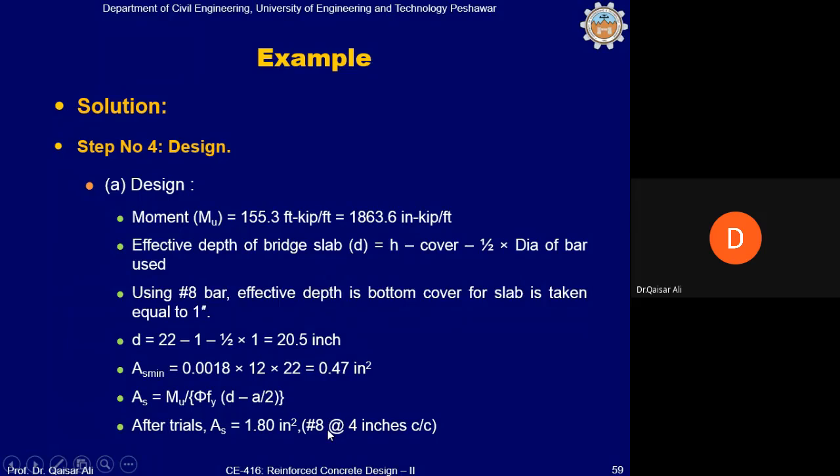Finally, we get an area of steel equal to 1.8 square inch. If we want to use number 8 bar, whose area is 0.8 square inch, we will require number 8 bars to be placed at 4 inch center to center.